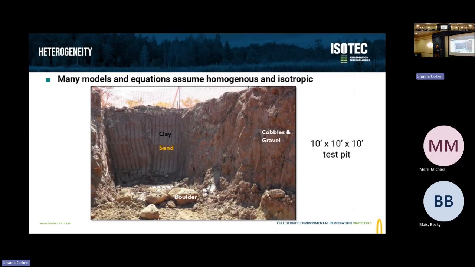And then there's a whole heterogeneity of soil in that no site is homogeneous. And even on Cape Cod, where we think, oh, it's all sand on Cape Cod. I've got a boring log that I'll show later in my presentation. But we can see here, and it's a little bit bright here, but this is a 10-foot by 10-foot by 10-foot test pit. And there's clay, there's sand, there's boulders that are this big, there's cobbles, there's gravel, and this is all within 10 feet.